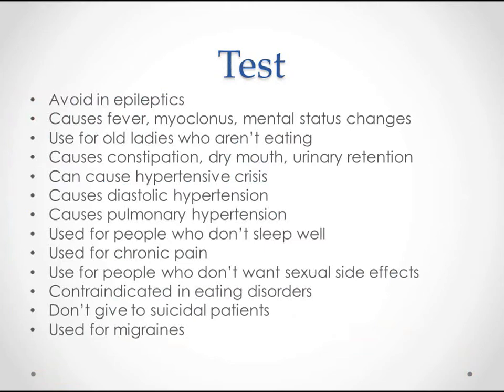So which one of these was the one that we avoid in epileptics? That is correct. It is bupropion. Sorry, I keep adding that R in there. Causes fever, myoclonus, mental status changes. This sounds a lot like serotonin syndrome, so you think of your SSRIs or your SNRIs.